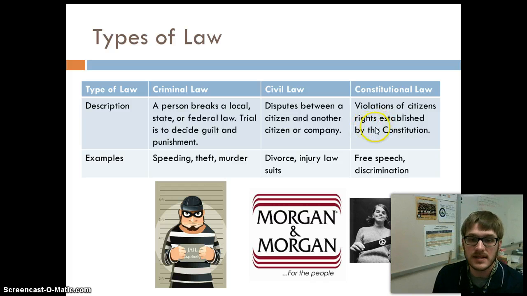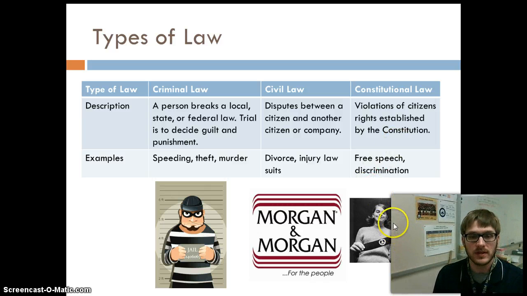Finally, there's constitutional law. That's where citizens feel that their rights that are in the Constitution, in the Bill of Rights, things like freedom of speech, freedom of religion, no cruel and unusual punishment, have been violated. If citizens feel like they've had those rights violated by the government or by another group of citizens, they can go to court and get their rights reinstated.